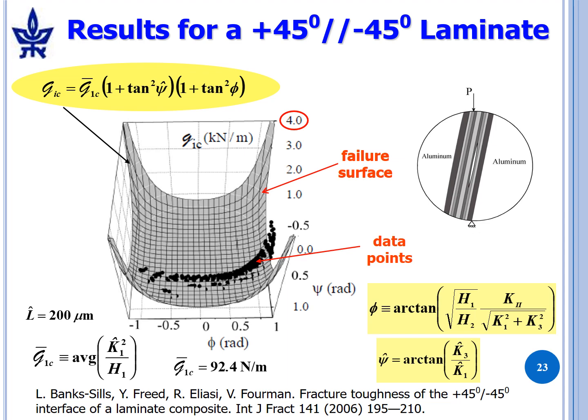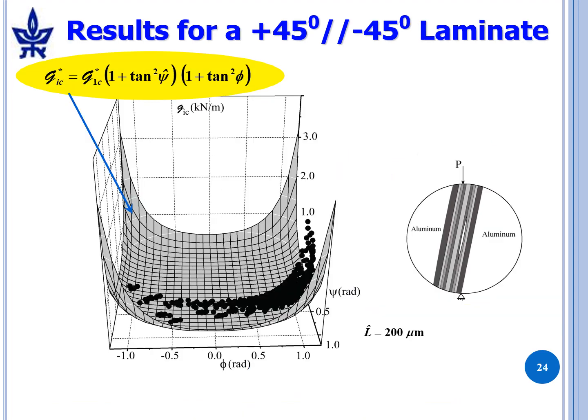Let's see what happens with the statistical. In this slide, we have the statistical, it's not a curve, surface. And G1C star has been decreased. It's decreased to 51.9. Before it was 92.6, I believe. And we see many, many more data points above the curve in the failure zone.